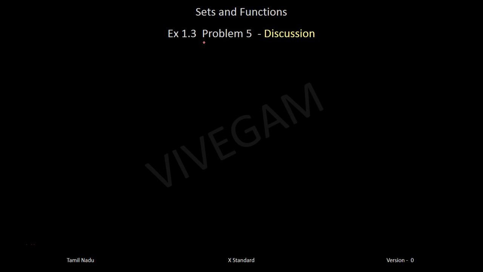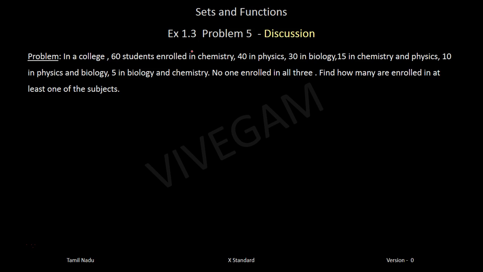Exercise 1.3 Problem 5 Discussion. In a college, 60 students enrolled in chemistry, 40 in physics, 30 in biology, 15 in chemistry and physics, 10 in physics and biology, 5 in biology and chemistry. No one enrolled in all three. Find how many are enrolled in at least one of the subjects.